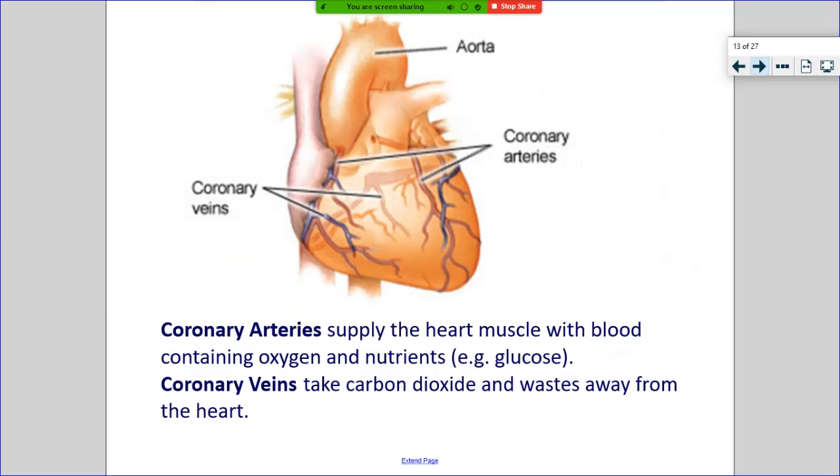The heart is very hard working. It works all day, every day of your life. And it's a muscle, so it requires a lot of energy. So it needs a good supply of glucose and oxygen. So it has an artery that supplies the heart muscle with what it needs, called the coronary artery. And that branches off the main aorta.